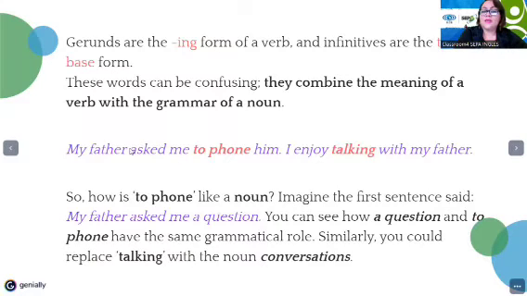In this case, the main structure is "asked me." The verb is the action, and "to phone" is a secondary structure. That's how we can say that to phone is different. In the same way, enjoy is the main action and talking is the secondary action. So that's how we can use ing.